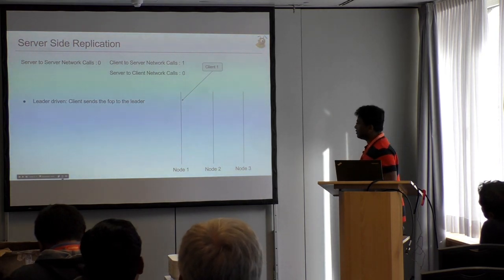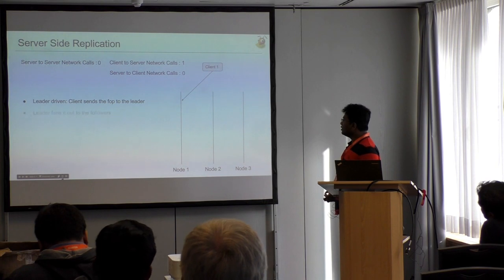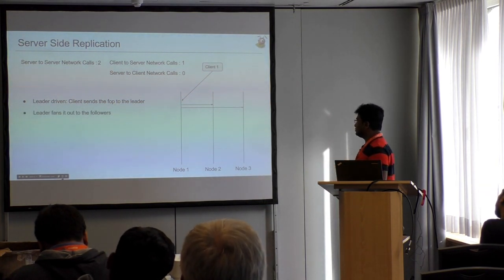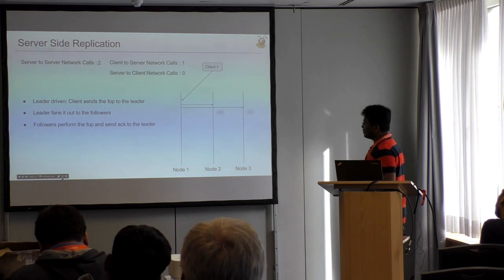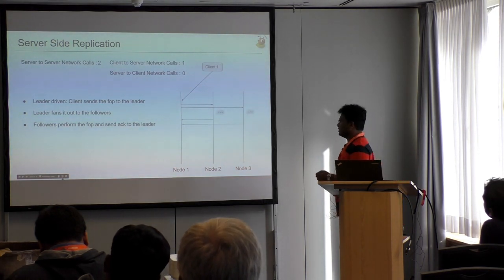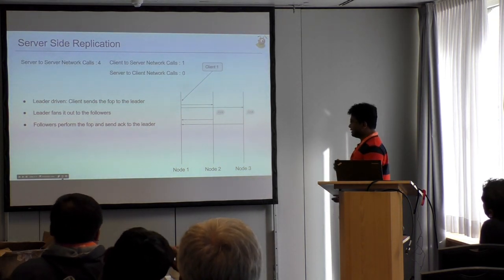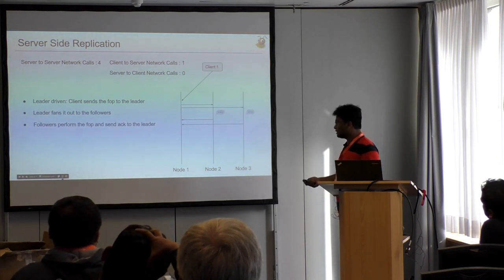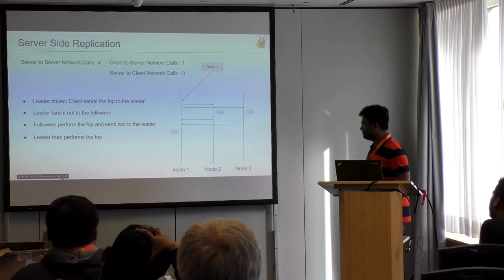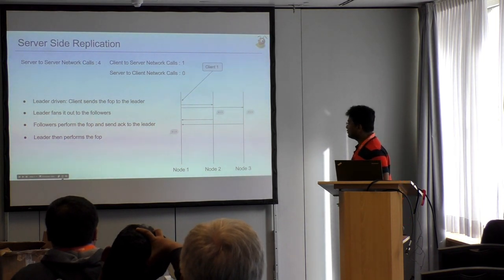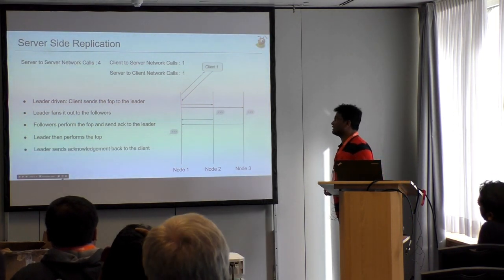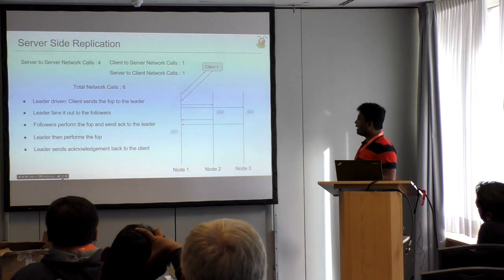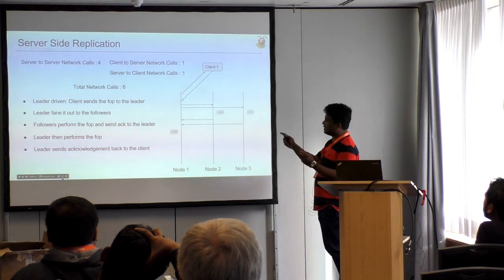So the client always talks to the leader no matter what. The leader receives the FOP and sends it to the followers. The followers perform the FOP and send it back to the leader. The leader checks if enough quorum is met for itself to perform the FOP, then goes ahead and performs the FOP on itself. If all is well and successful, it sends an acknowledgement back to the client. Just six network calls. And the reason that scenario won't happen.